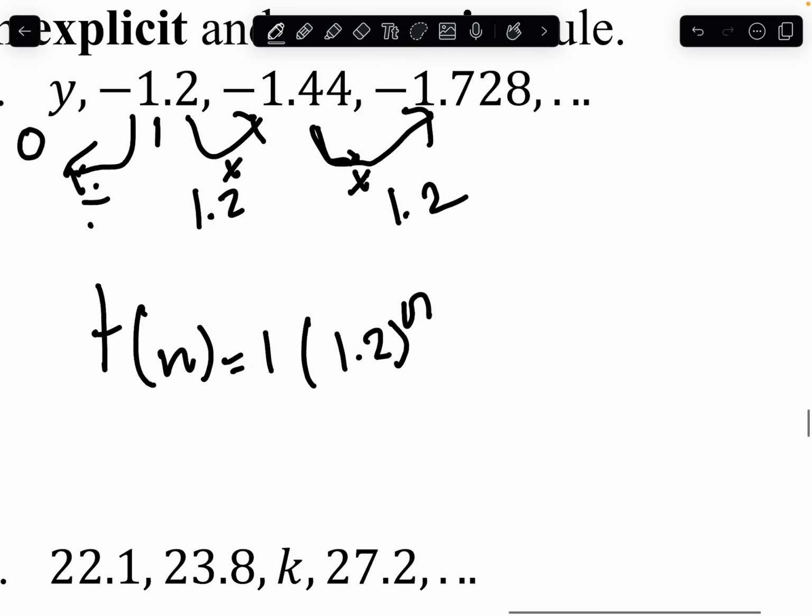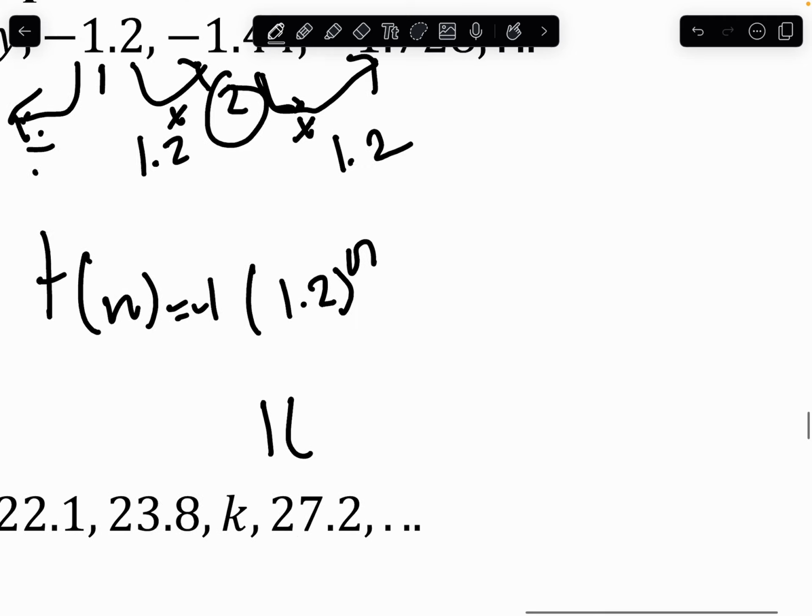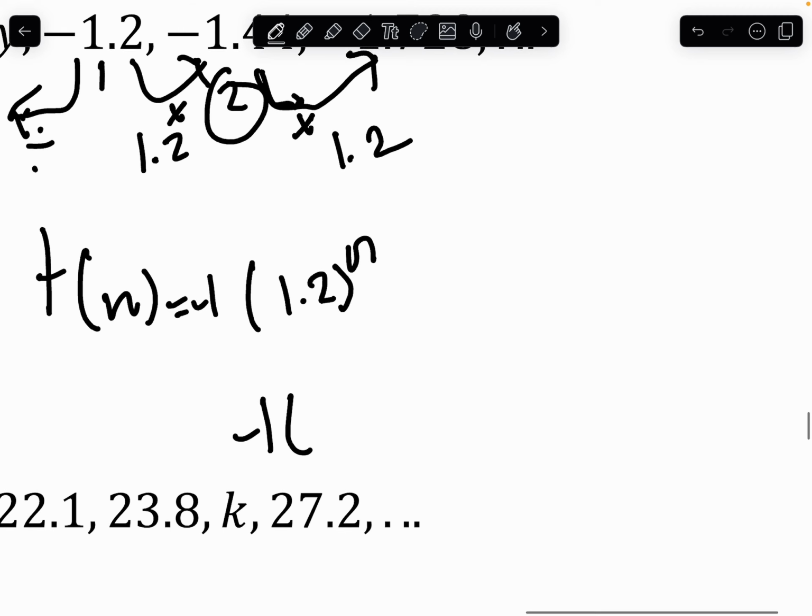So I'd try this out real quick. We'll say this is what we want. We want, when n equals 2, which number the nth term in the sequence is 2. So do negative 1 times, there. Negative 1 times 1.2 to the second.